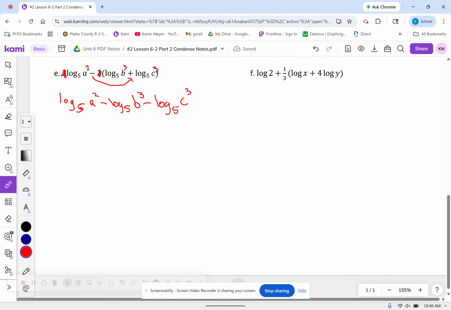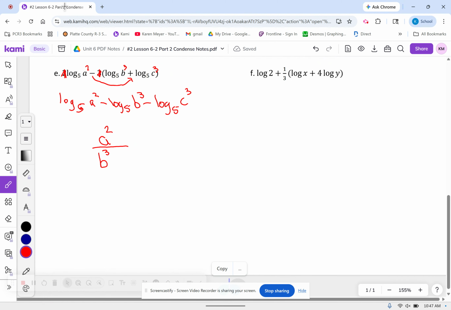So whenever you have that parentheses, we basically want to distribute the stuff so that we can end up getting rid of the parentheses, and then we'll be able to work it out and come up with our answer. So now between the a squared and the b to the third, I see a subtraction, which means division. So I am going to take a to the second and divide it by b to the third.